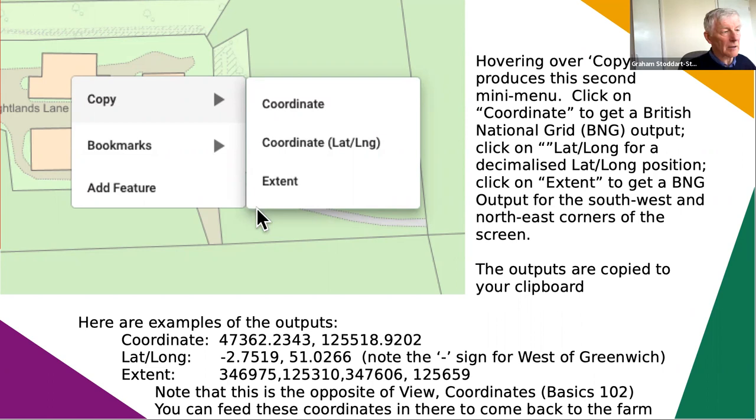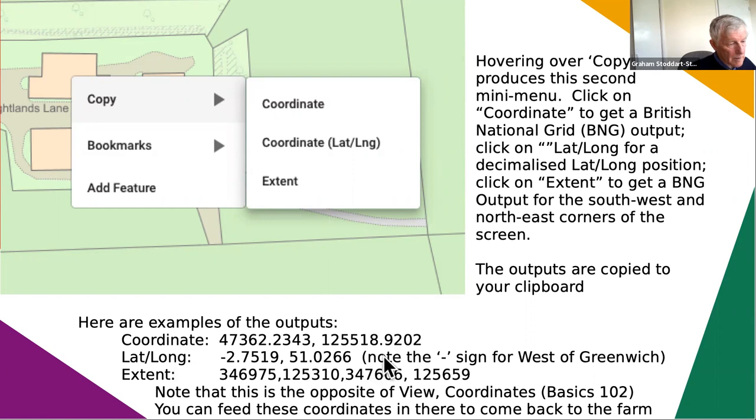Now, the way that the system works is it automatically copies the answers to your clipboard, so you don't see anything. What I tend to do, just to make sure I've got what I want, is copy it into the search field up in the top right corner of your screen, but that's neither here nor there. I've just given you some examples of the outputs that you can get. So the coordinates in British National Grid format for the farmhouse are those. The decimalized lat long for the farmhouse is here.